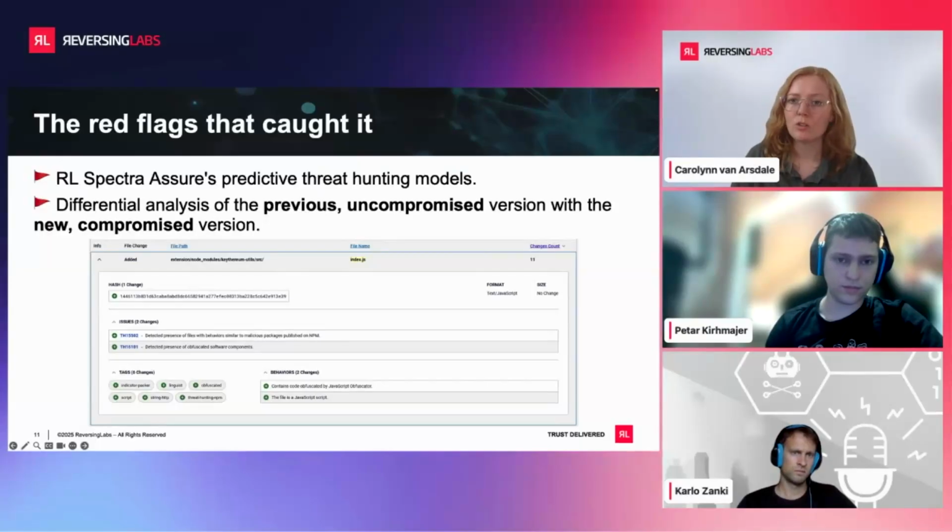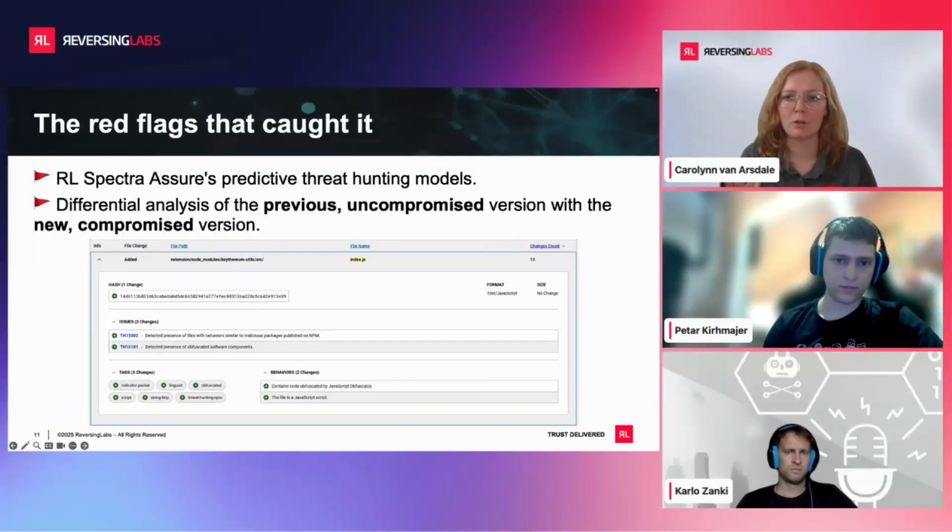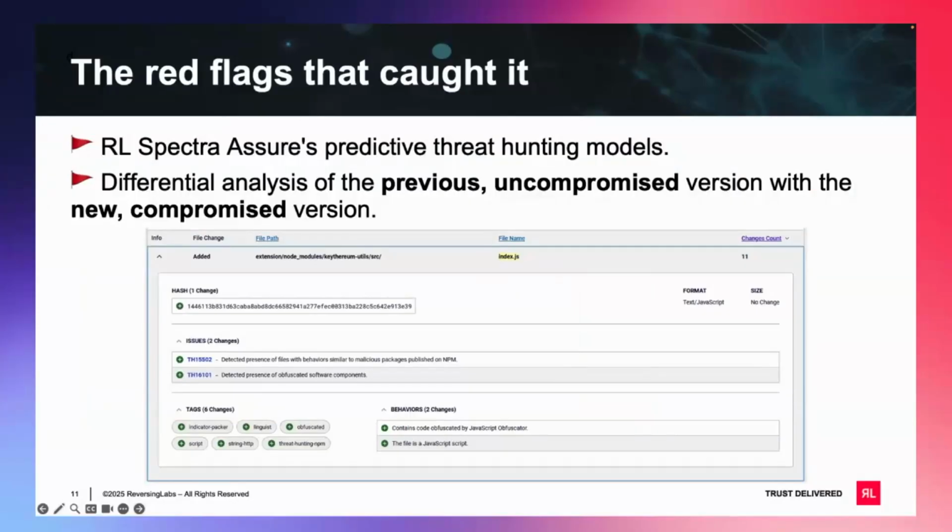Understood. So can either of you talk a bit about the predictive threat hunting models that ReversingLabs uses? How are these models created? And what behaviors are we really looking for when we see that RL Spectre Assure is flagging malicious components, or anything that we should be wary of?